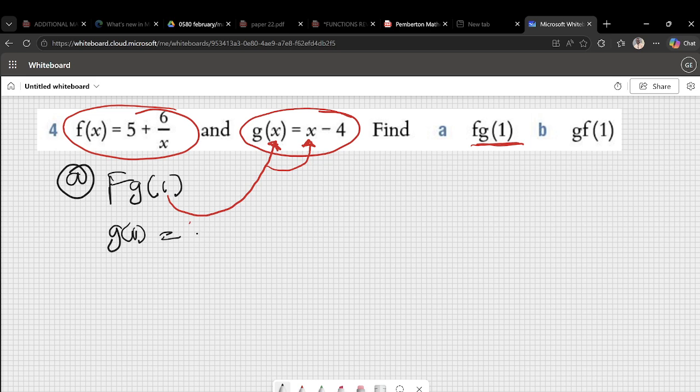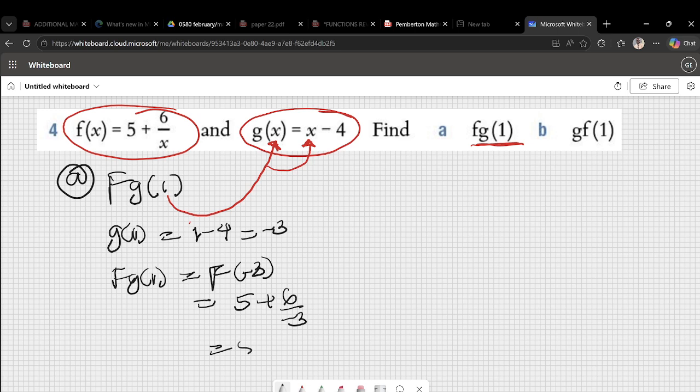So g of 1 is going to be what? 1 minus 4. And that is going to be what? Minus 3. So that answer we get, that minus 3, we'll now put inside f. So f of g of 1 will now be equal to what? f of minus 3. So our f of x is 5 plus 6 over x. So that will be 5 plus 6 over minus 3. And that will be 5 minus 2 is equal to 3.